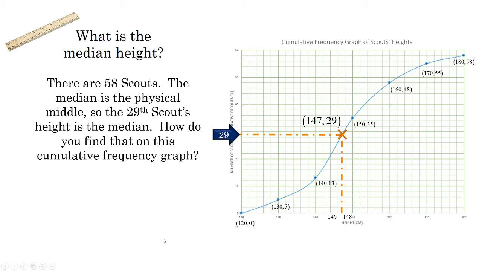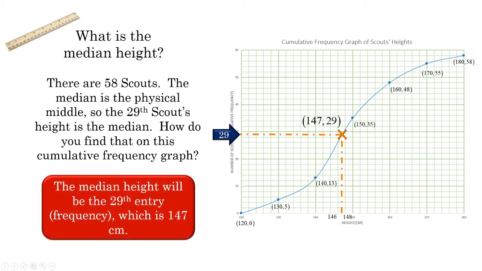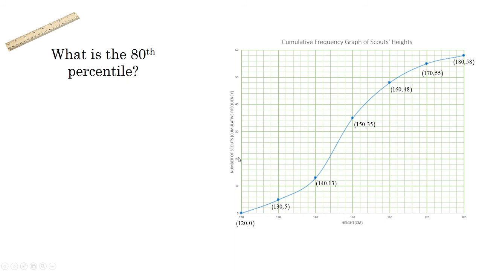That's what's being asked. What's the median height? Do you see? The median height would be the height of the 29th person, 147 centimeters. Man, you guys are killing it. All right, let's move on.